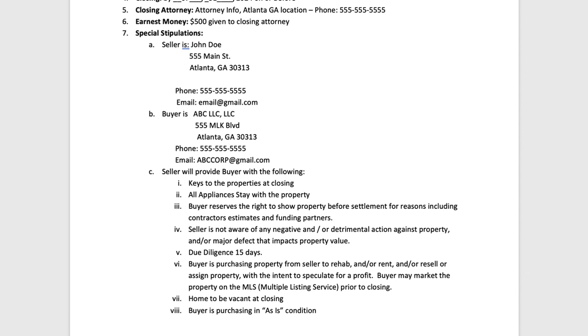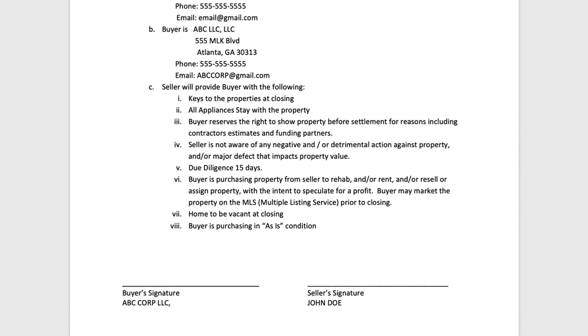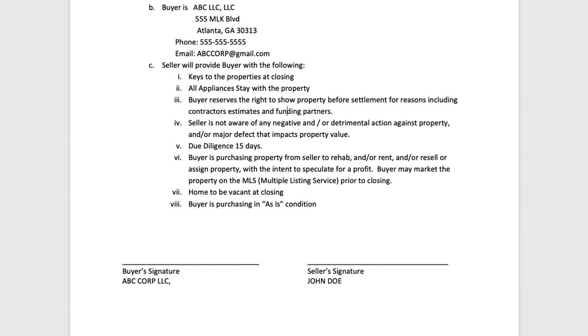Then you can also add as many stipulations as you want in this section. This is where it's at, but these are the main ones. I also put owner finance stipulations here when it is an owner finance deal, or if it's a wraparound deal. I put those stipulations here, such as interest rate, down payment, loan amount, monthly payment, things like that. And then last but not least, signature of the buyer and signature of the seller.